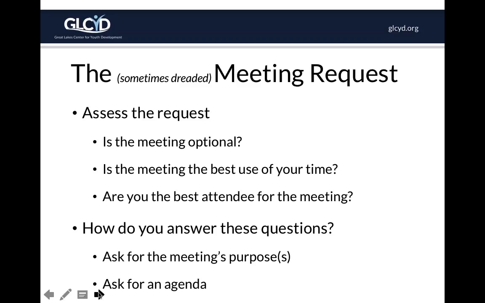Well, the key is to ask the meeting organizer, what is the meeting's purpose? And why are they calling the meeting? And do they have an agenda put together? And they may not, right, when they make the meeting request, but at least they can tell you, or should be able to tell you, what the purpose is for the meeting.